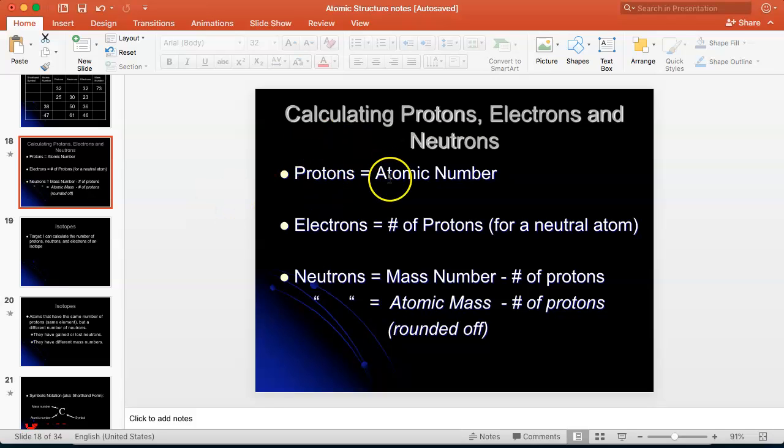Remember, the protons equal the atomic number. And for today, the electrons equal the number of protons as well. But the neutrons are the tricky one. They equal the mass number minus the atomic number, or the number of protons. It means the same thing, really. Okay, let's get into today's lesson and learn how to use these rules when we are involving an isotope.